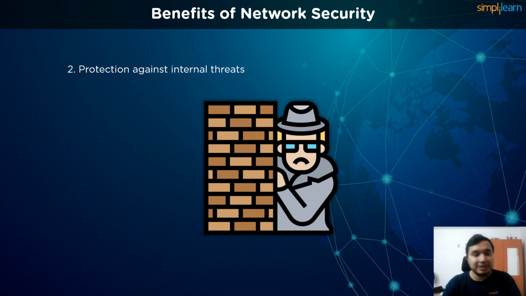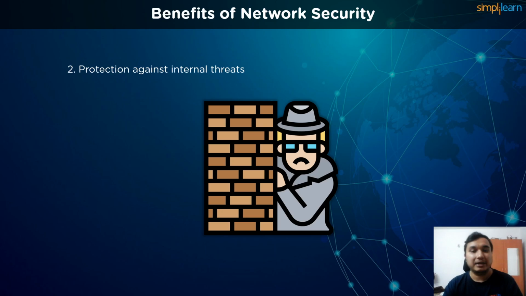The next benefit is protection against internal threats. The human aspect continues to be the cybersecurity system's weakest link. Insider risk can originate from current or former workers, third party vendors, or even trusted partners, and they can be unintentional, careless, or downright evil.